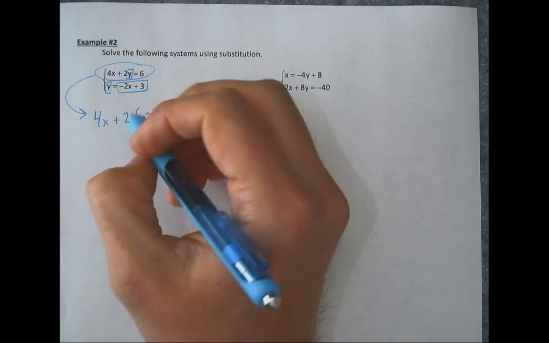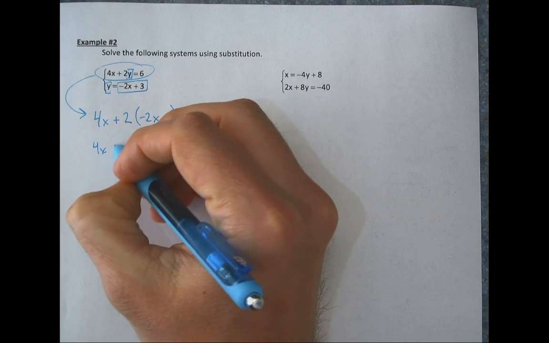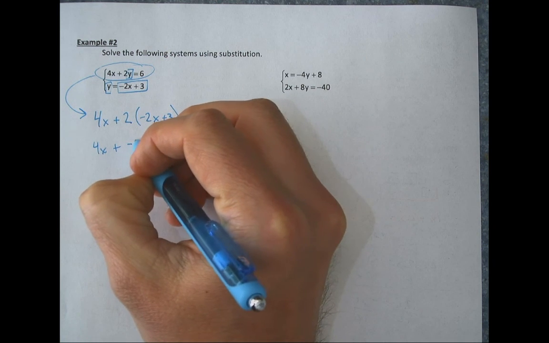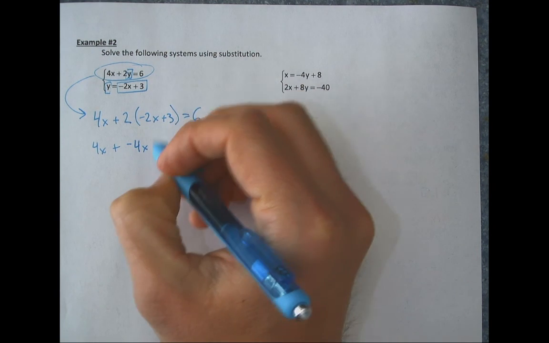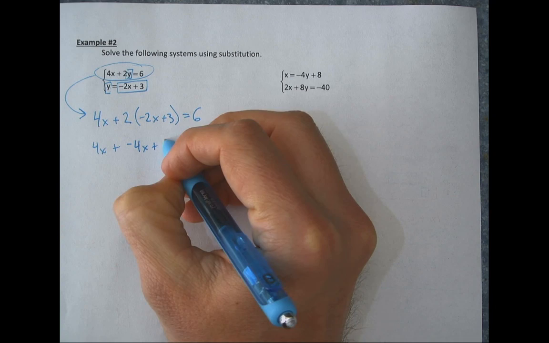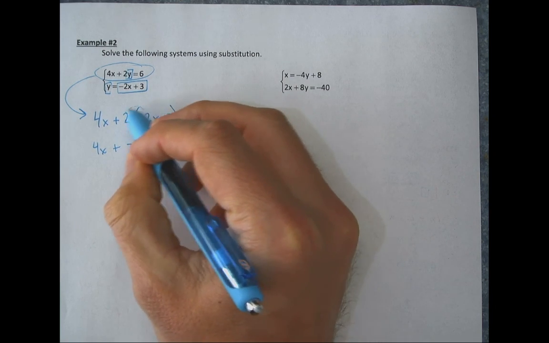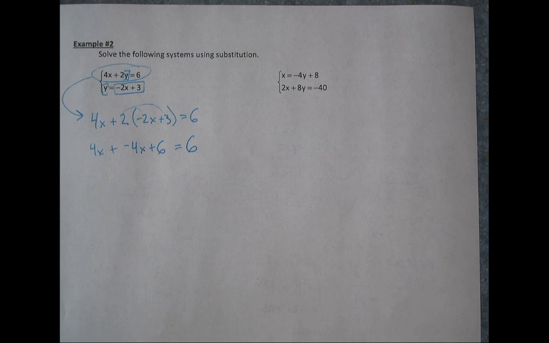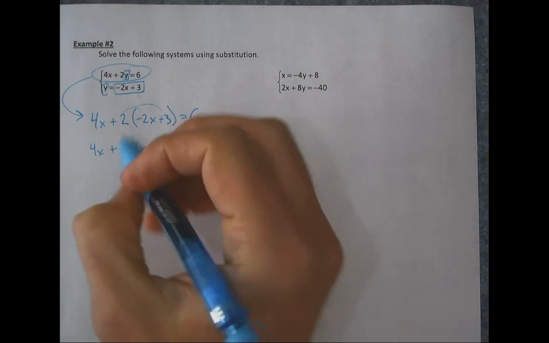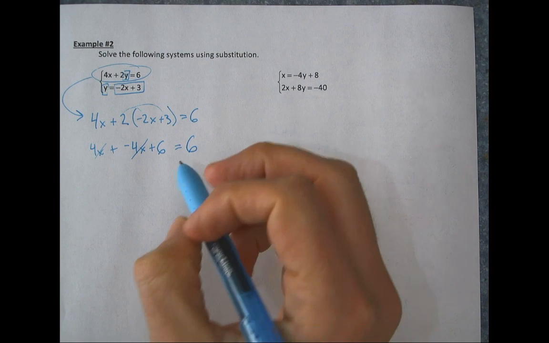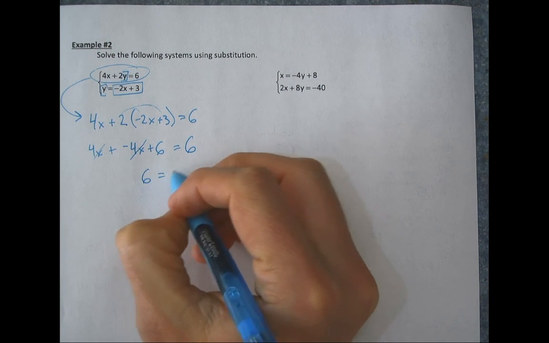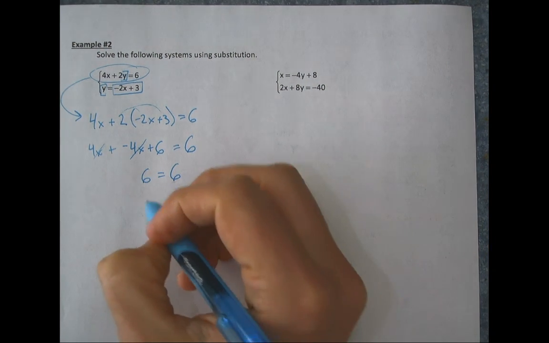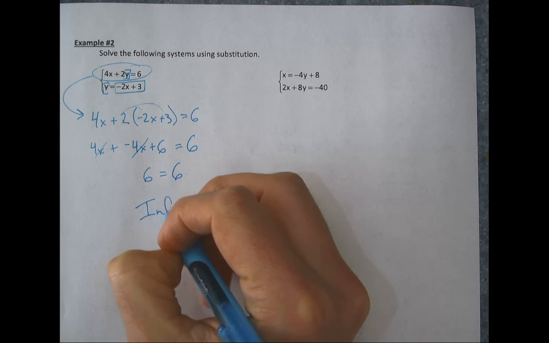Okay, you got to simplify. So I'm going to leave the 4x alone. Multiply, that's negative 4x. Multiply, that's 6. Can you see what's going to happen here? So the 4x plus the negative 4x, those cancel. They go away. That's 0. And you're left with 6 equals 6. Hey, that's a true statement. And this is one of those infinite solutions.